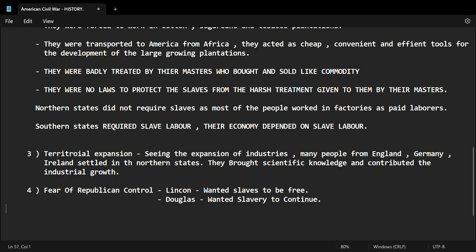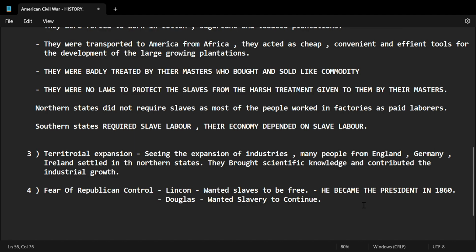Now, the beginning of the Civil War. Abraham Lincoln became the president of the USA in 1860. He declared that his objective was to prevent the spread of slavery in the new states of the West, which were joining the US, and to get rid of it in the states in which it already existed.